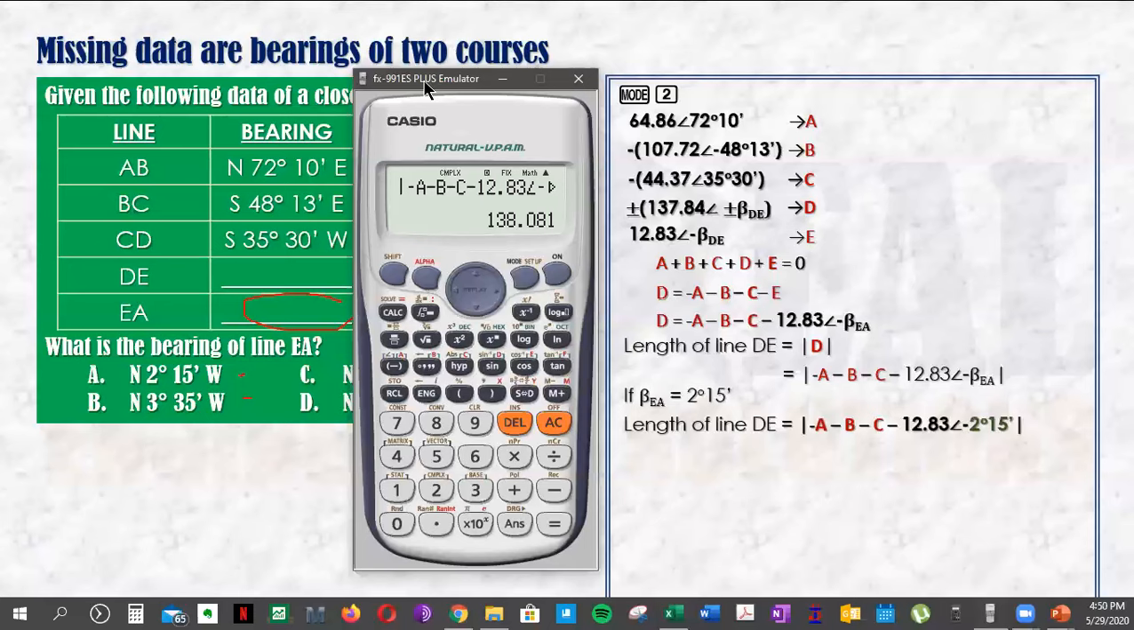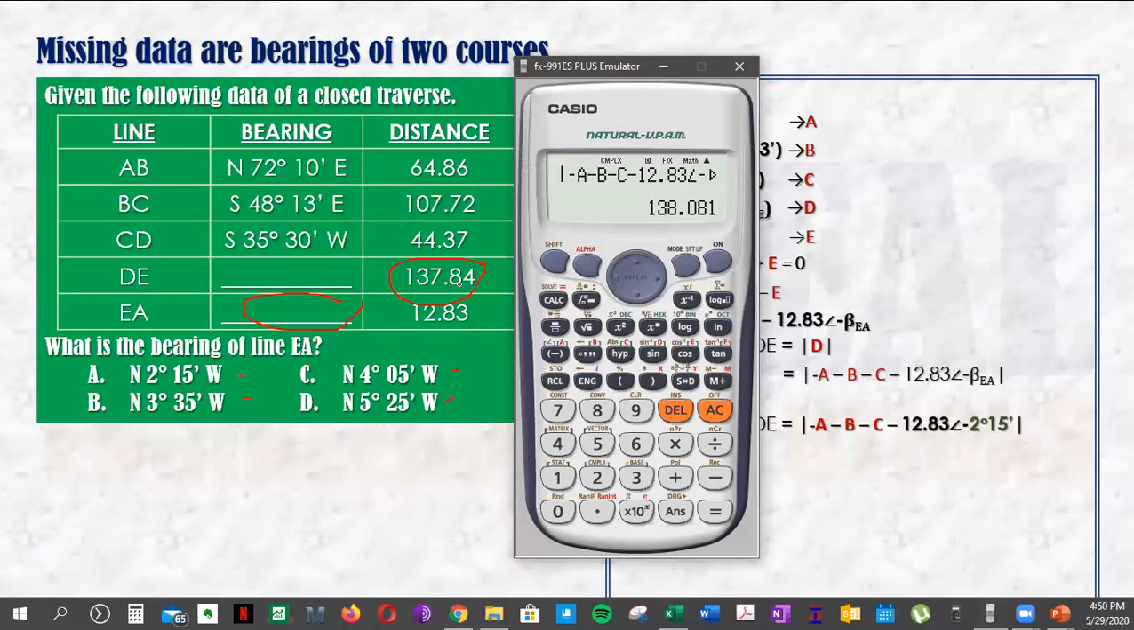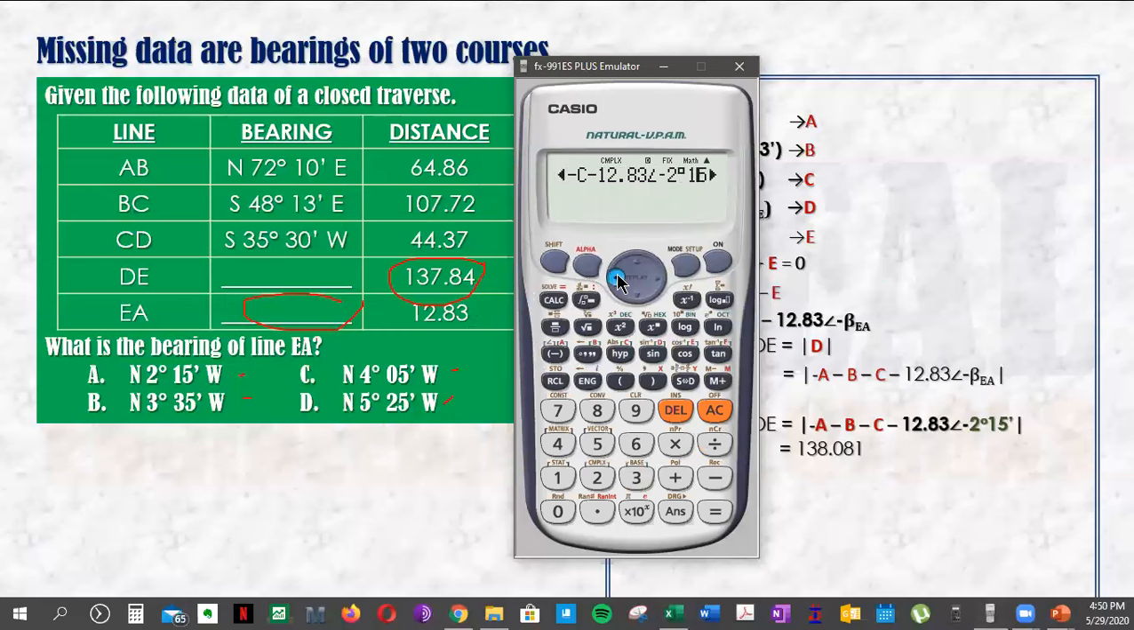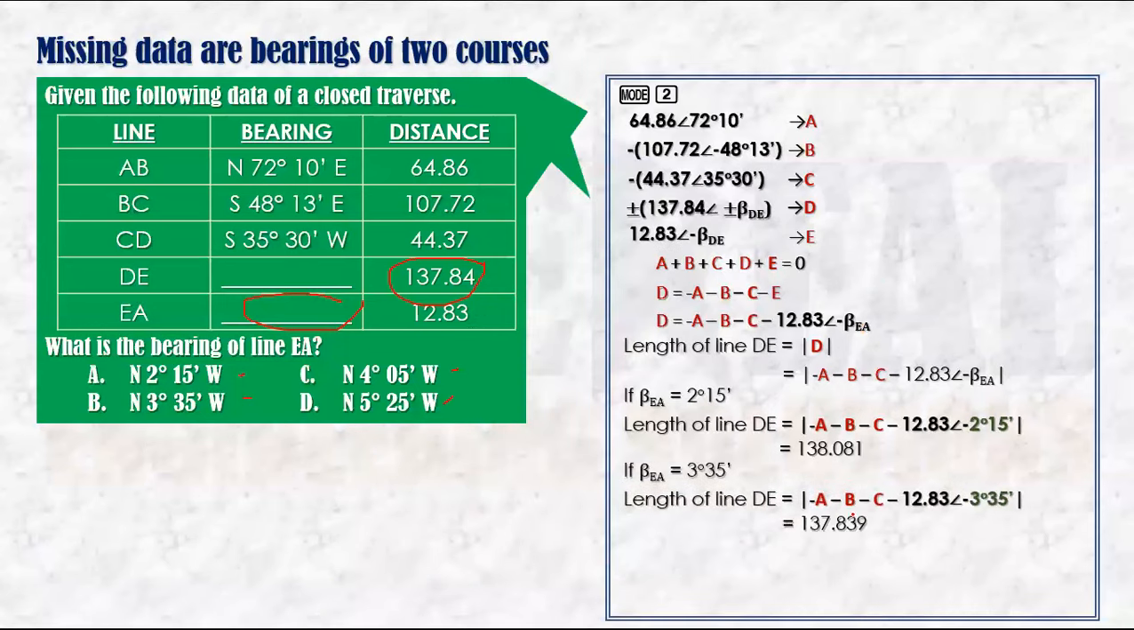It's 138.081. Well, malayo, no? Close, like point something lang. Pero dapat exact talaga as much as possible, or the closest one. Now, how about if we'll try letter B? 3 degrees, 35 minutes. And that's 137.839. That's really close enough. And remember, yan yung sagot kanina, right?